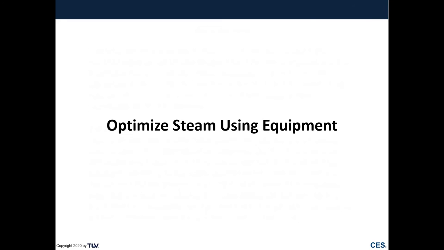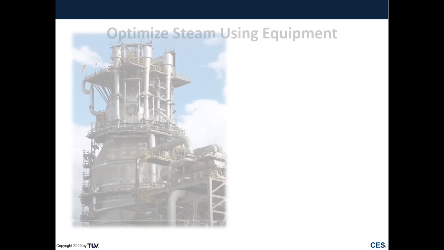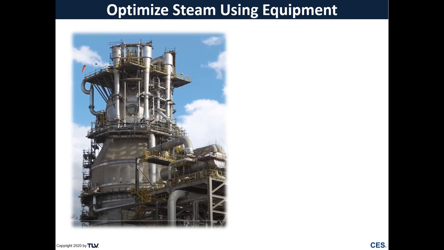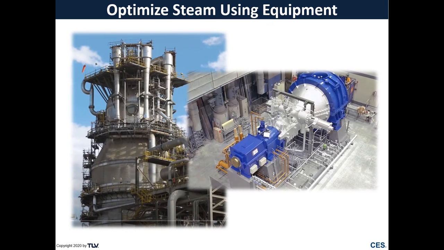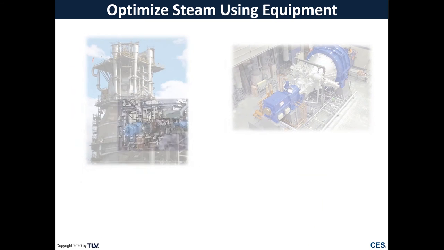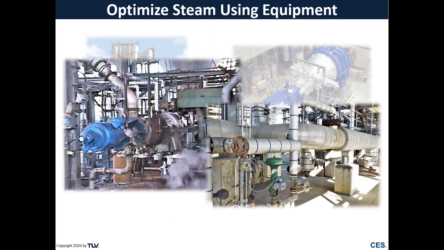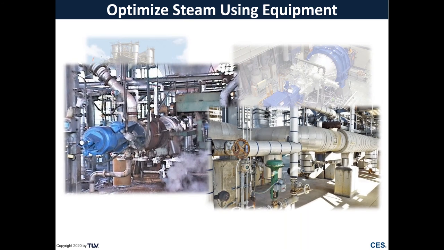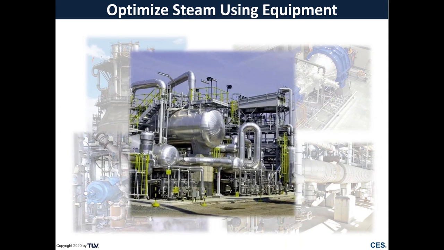Now, during this webinar, we're going to talk about how to optimize some different steam-using equipment you'll find in a refinery or petrochemical plant. We're going to talk about vacuum system applications, such as vacuum distillation columns and condensing turbines, extruders and desuperheaters, as well as several applications within sulfur recovery units.